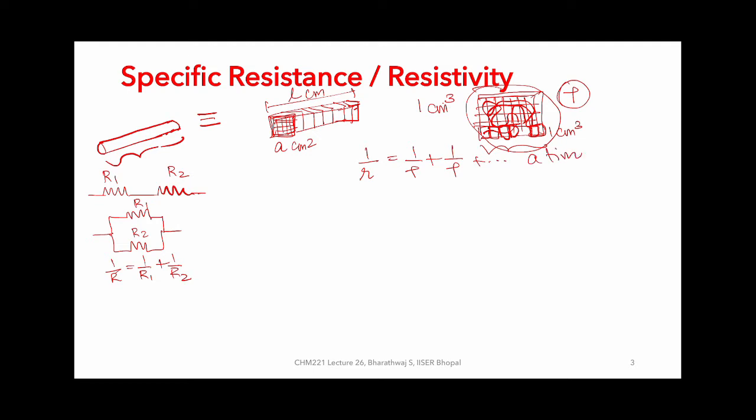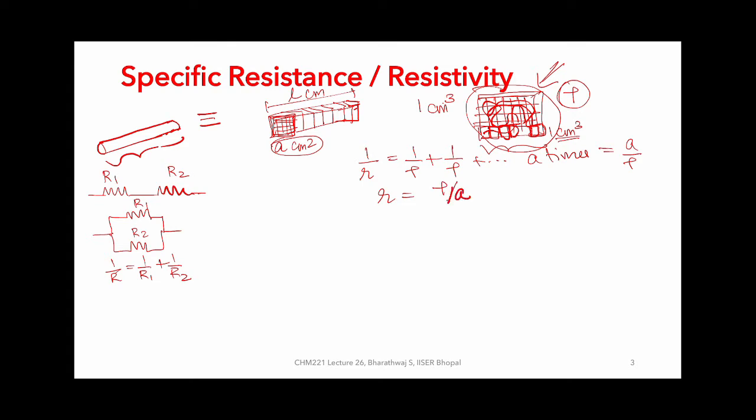And this comes up because you have a centimeter square as the surface area, and the length of each one of the sides is 1 centimeter. So there are going to be a units of this 1 centimeter cube in order to make up this 1 unit. So this is going to be equal to a over rho. Therefore, the resistance of the small unit is going to be rho over a.